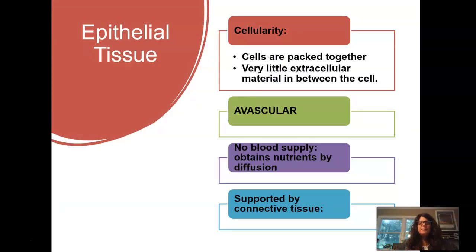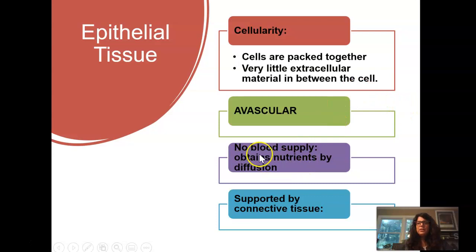Epithelial tissue has some distinct characteristics to it. Number 1 is the idea of cellularity. This refers to the fact that epithelial cells are packed tight together. So there's a cell, and there's a cell, there's a cell. There's very little extracellular material in between the cells, so they form these sheets of really packed together cells.